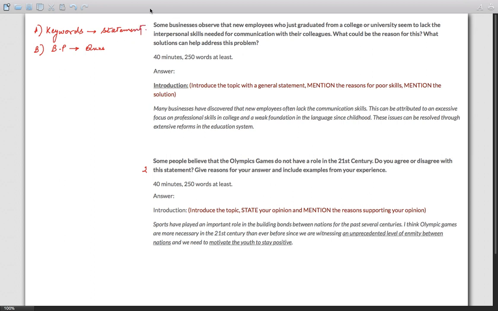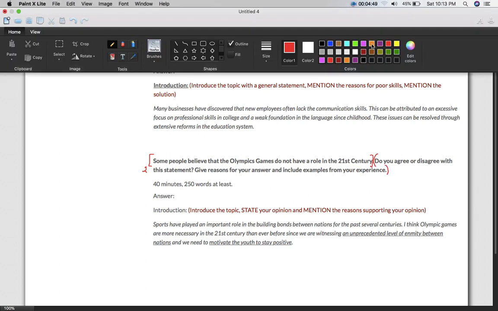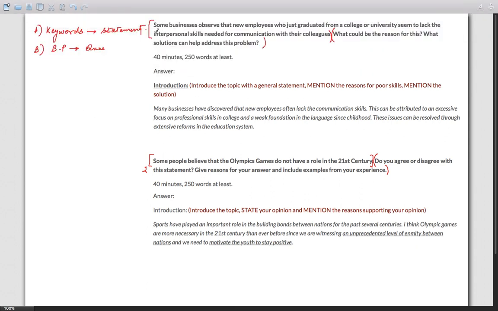Now let us read. This is the statement part, and this is the question part. Similarly, here we have the statement part and the question part. Let me change the color and let us begin. Some businesses observe that the new employees who just graduated from a college or university seem to lack the interpersonal skills needed for communication with their colleagues. So what are the keywords here? First is some businesses observe.